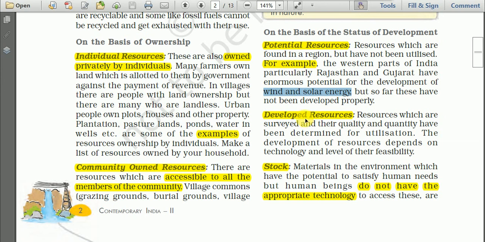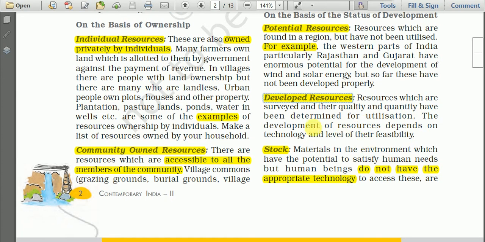Next, we have developed resources. Resources are surveyed, and their quality and quantity have been determined for utilization. So developed resources are the resources which are surveyed and their quality and quantity are known. The development of resources depends on the technology and the level of feasibility. Level of feasibility means the quantity, where it is located, and what type of technology is to be used.